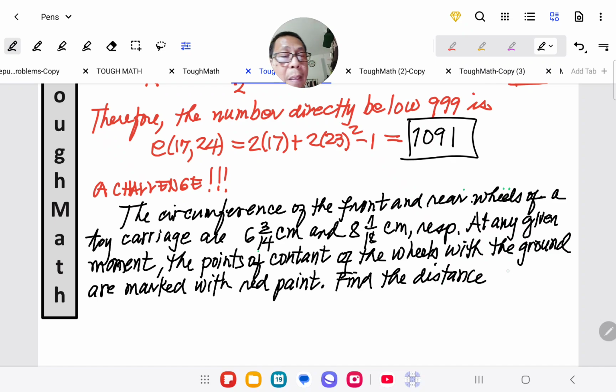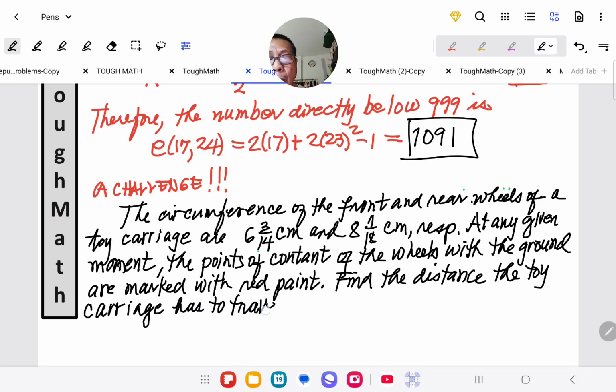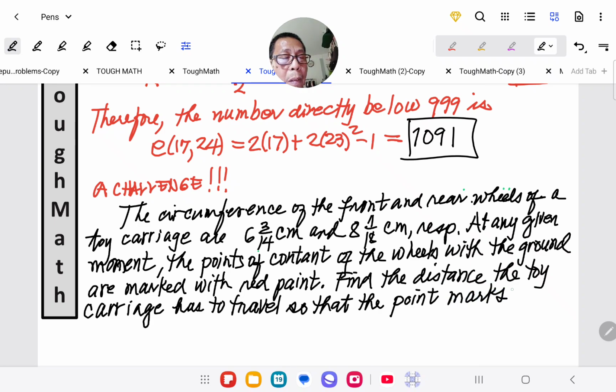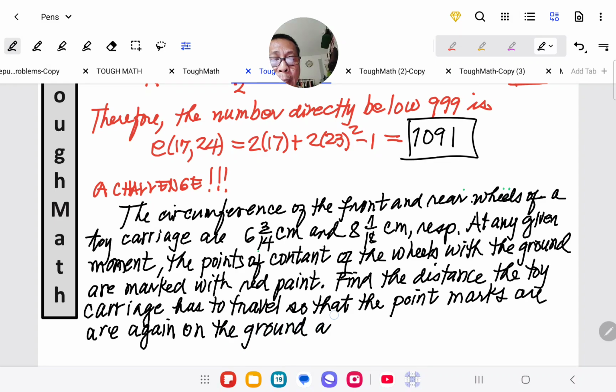Find the distance the toy carriage has to travel so that the point marks are again on the ground at the same time.